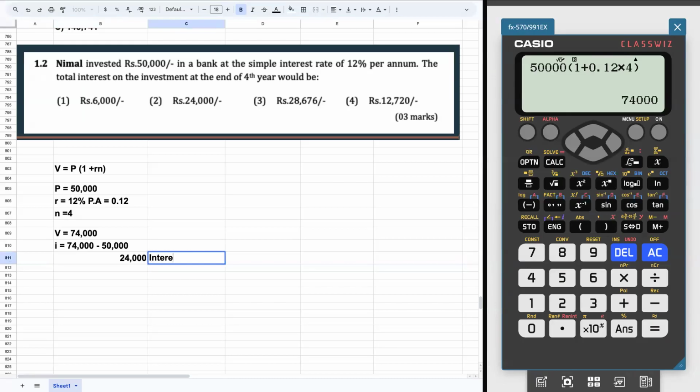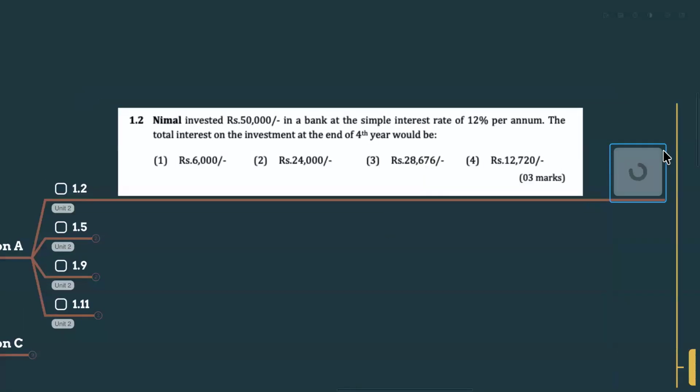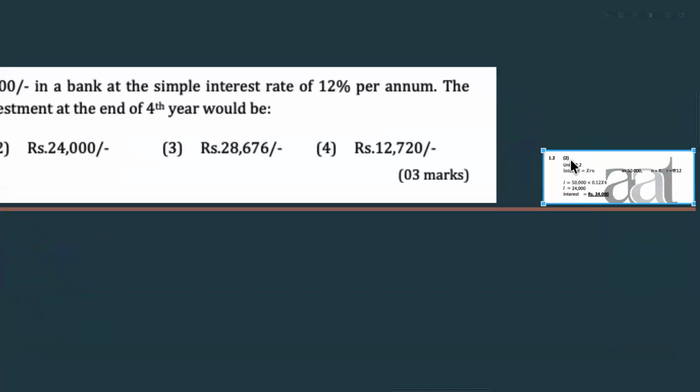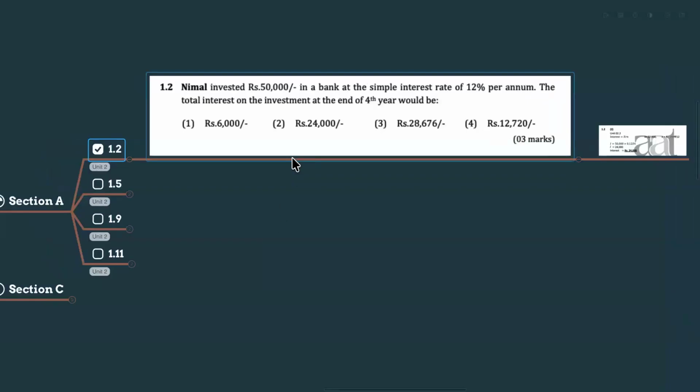So that's the interest you are going to earn for the 4 years, right? So the answer is what? The answer is going to be the second one. It's a very simple question, my dear, 3 marks. You see, the answer is going to be the second one. Do you have any doubts on this?